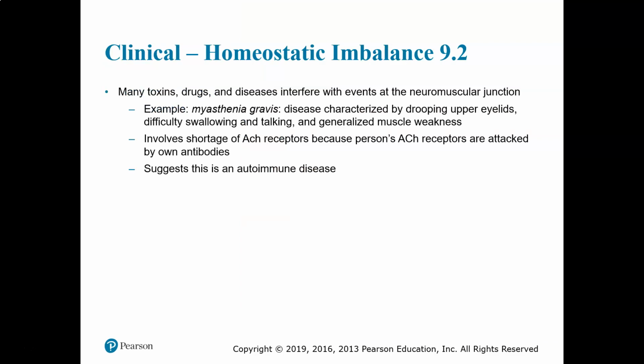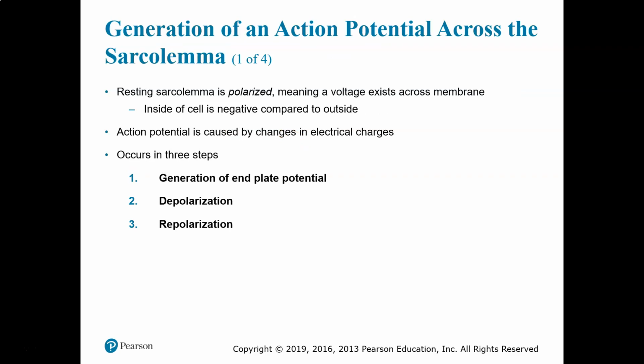Many toxins, drugs, and diseases interfere with events at the neuromuscular junction. Myasthenia gravis, which is thought to be an autoimmune disorder, characterized by drooping upper eyelids, difficulty swallowing and talking, and generalized muscle weakness, involves the shortage of ACH receptors because the person's own antibodies attack their ACH receptors. So you can have all the acetylcholine available, as much as possible. If you don't have the receptors for it, then it's not going to do its job and lead to a muscle contraction. Since the person's own antibodies attack those receptors, it suggests that this is an autoimmune disease, which is when your immune system attacks cells of your own body.